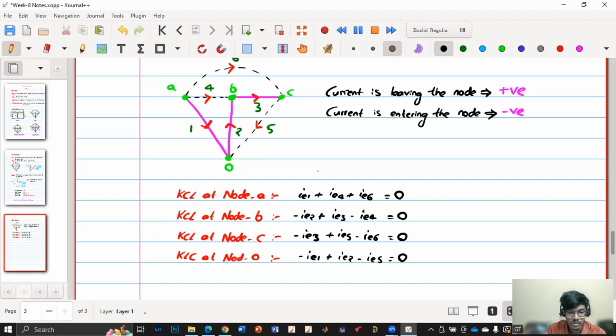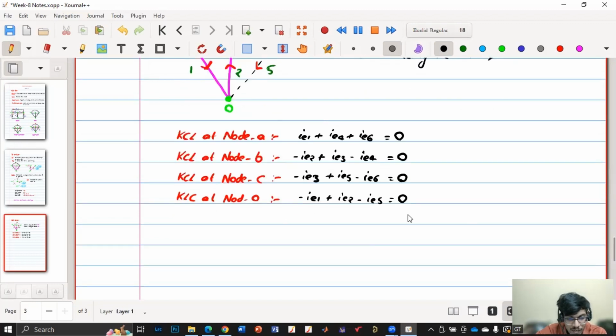Yes, sir. Now, if you see, the fourth equation can be obtained by adding the 3. If we add all these 3, IE4 gets cancelled, IE6 gets cancelled, and IE3 gets cancelled. We will have IE1 minus IE2 plus IE5, or minus IE1 plus IE2 minus IE5. So the fourth equation is a redundant equation which can be obtained from the top 3 equations. So we will not consider the fourth equation.